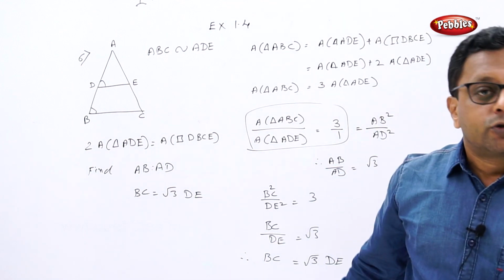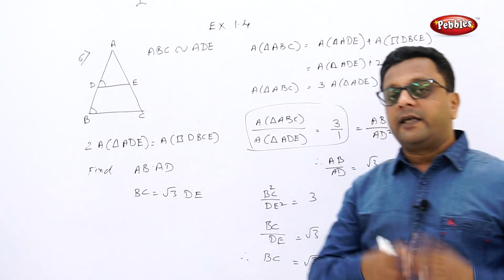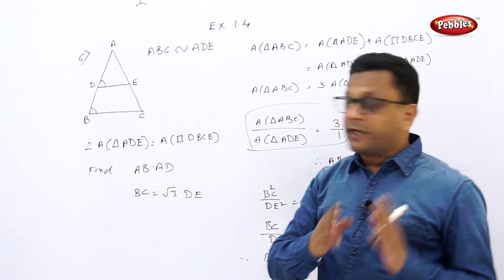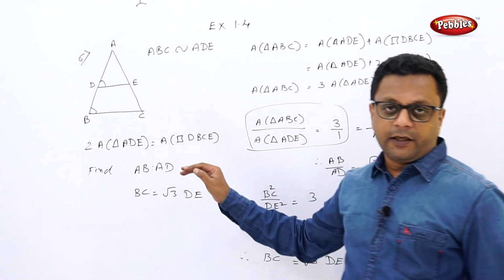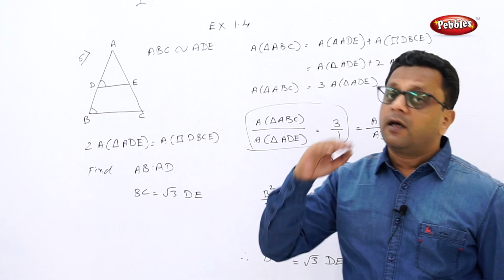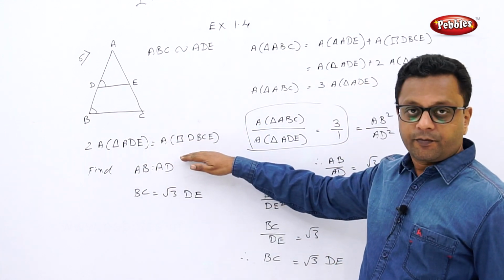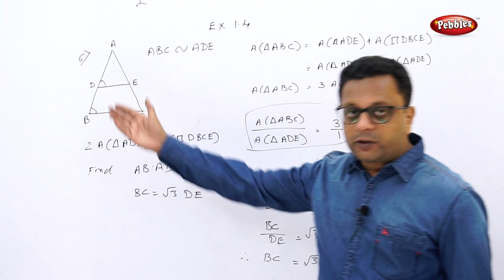Correct? So what trick did they use in this case? First of all, they did not mention the ratio directly. The ratio of areas of triangles they did not mention directly. So first we found out that. And after that, we proved that.